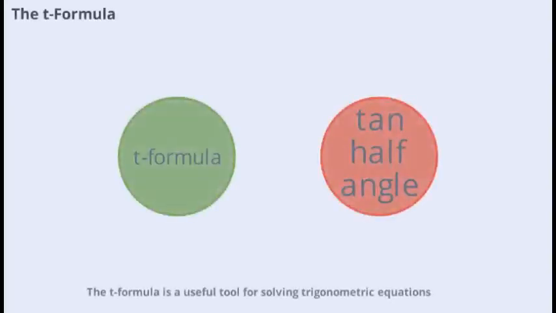The t formula is a useful tool for solving trigonometric equations. By substituting t equals tan(theta/2), you can convert trigonometric equations into algebraic ones, making them easier to solve. This technique is especially handy for equations involving multiple trigonometric functions.